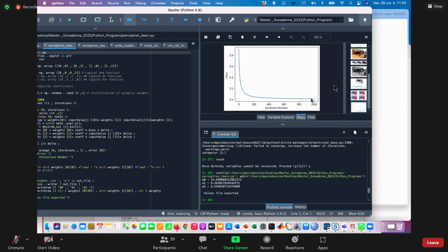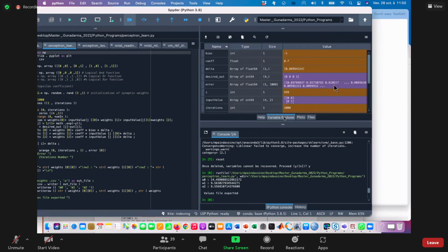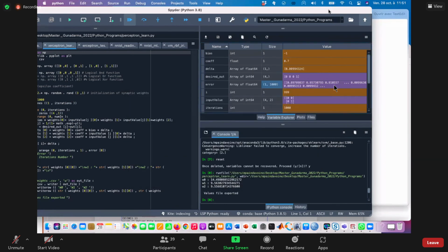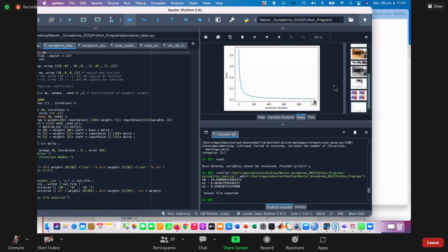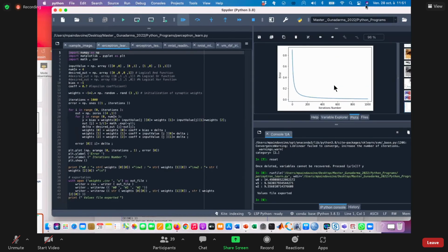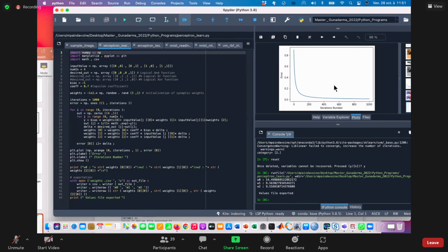If I look at the error that I have, I have this one here, and as you can see at the end, it's very low. It's the value that I obtain here. So as 1K at the end, you can see that I have a very small error like this one. That is what we can see here on the plot. So it means that normally I have learned my neural network, my perceptron, for the AND function.